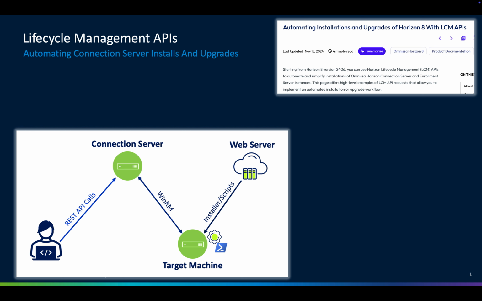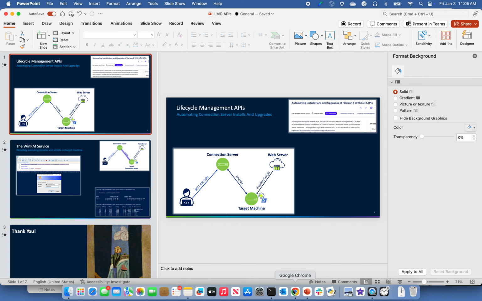Hi, in this video I'm going to demonstrate some new lifecycle management APIs for Horizon. This is some functionality that was introduced with the 2406 release of Horizon last year. And it allows Horizon admins to automate installs and upgrades of both connection servers and enrollment servers. And since seeing is believing, I'm going to jump straight into the demo.